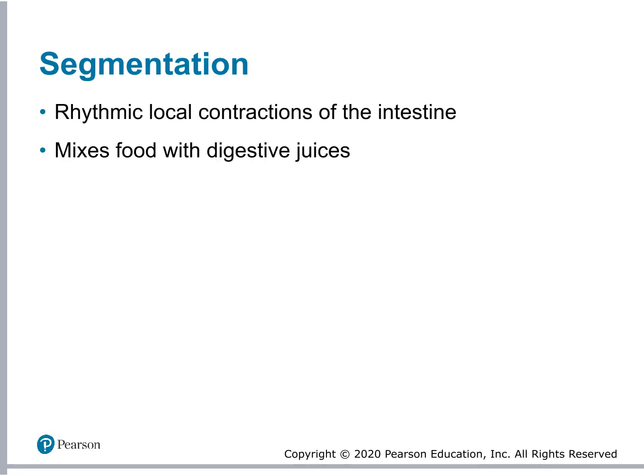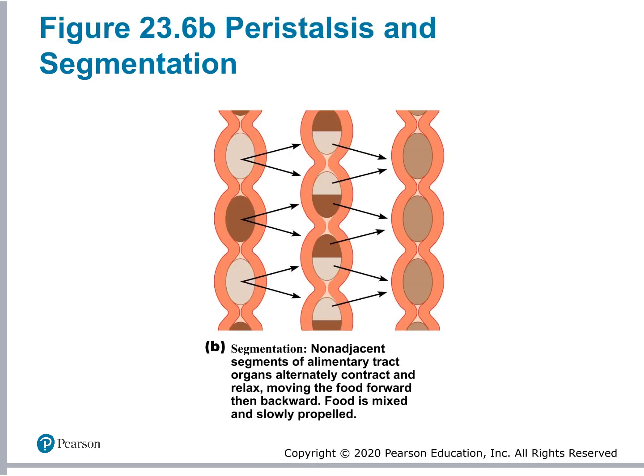Segmentation is another type of movement, but it's a mixing motion. This is for mechanical digestion. With segmentation, we have alternating parts of the muscles that are going to alternate at different times, and then it will contract in the middle of the bolus, and then through the middle again, and it does a mixing motion.